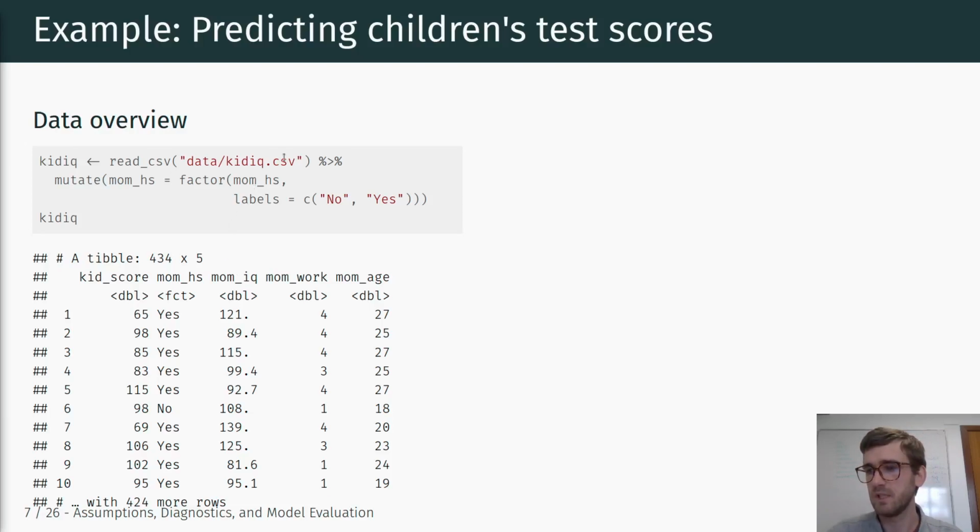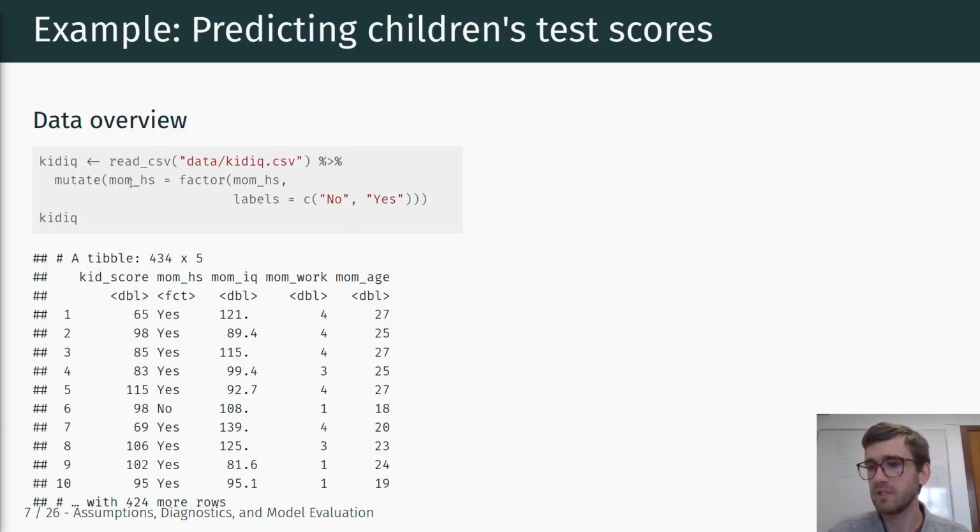Okay, here's a quick overview. We load, of course, the tidyverse, load the underlying CSV data file, and we see we have 434 observations and 5 variables. Our outcome is the kid's cognitive test score, and we have a couple of predictors. We won't use all of them in this example, but we'll use them throughout future videos as well.